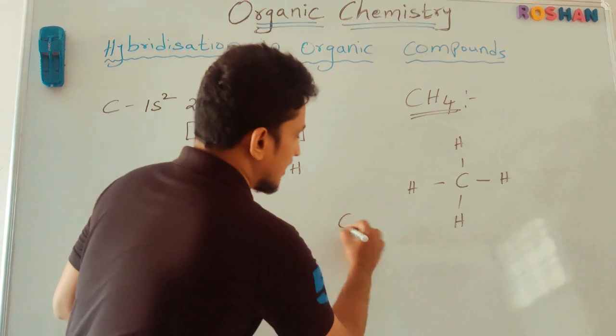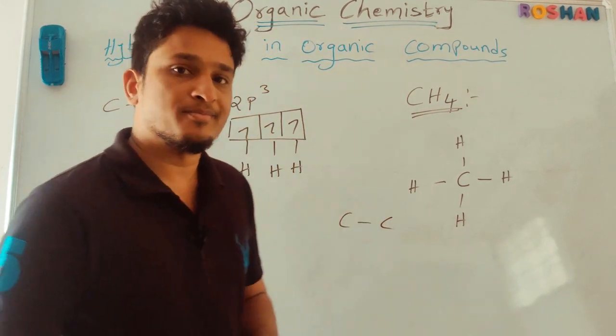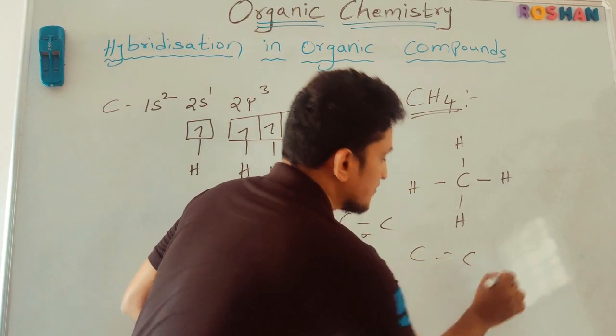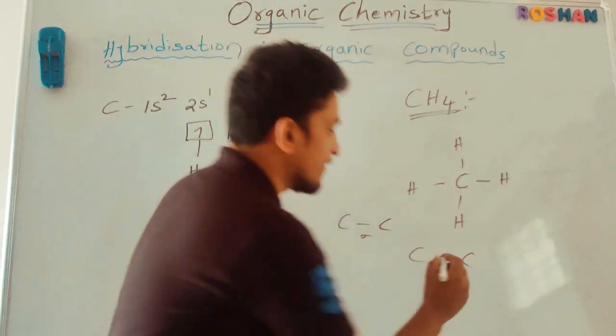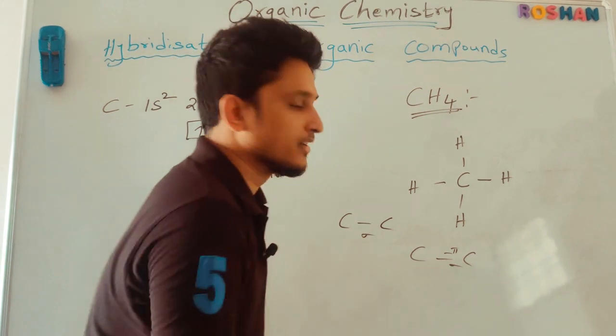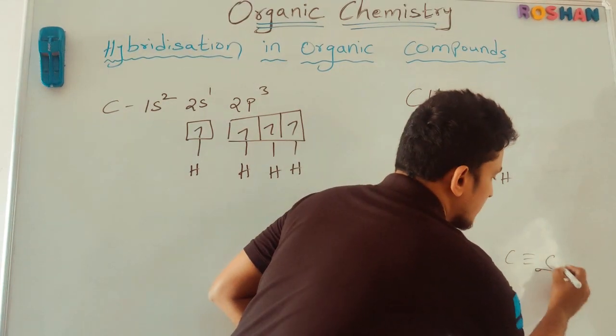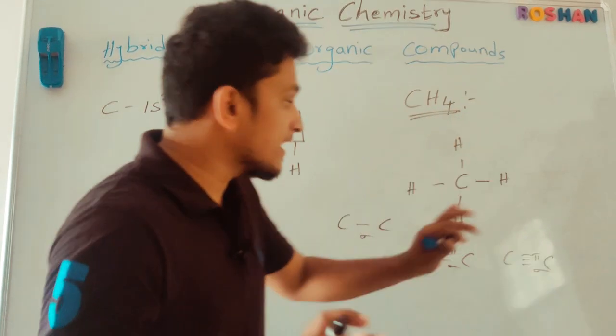For example, carbon single bond carbon. How many bonds are there? 1 bond. So what is the bond? It is sigma. If carbon double bond carbon, how many bonds are there? 2 bonds are there. The first bond is sigma, the second bond is pi. C triple bond C, how many bonds are there? 3 are there. The first bond is sigma, the remaining 2 are pi bonds. Like that you can identify.